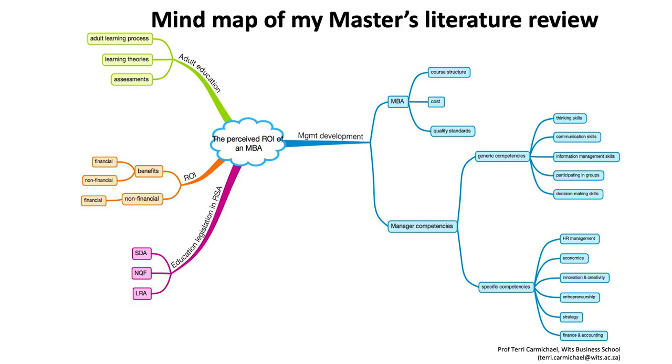Another big area was management competencies. So there was a lot of literature on that, and the literature was broken down into generic competencies and specific ones, and even more detail under those subheadings. For example, generic: thinking, communicating, and so on. And under specific, it was your normal syllabus, like innovation, entrepreneurship, strategy, and the like. So that was how I created my mind map.